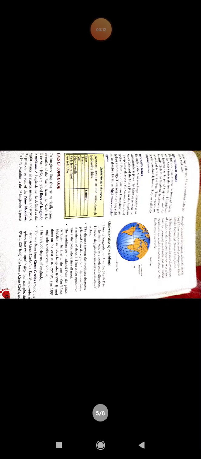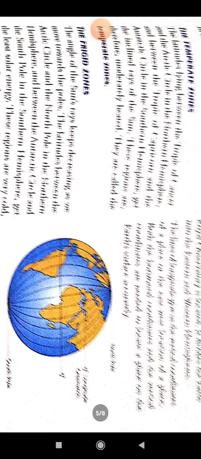Okay, next is the temperate zone. The latitudes lying between the Tropic of Cancer and the Arctic Circle in the northern hemisphere, and between the Tropic of Capricorn and the Antarctic Circle in the southern hemisphere. Both sides, in the northern hemisphere as well as in the southern hemisphere. So in the northern hemisphere, the temperate zone lies between the Arctic Circle and the Tropic of Cancer, and in the southern hemisphere it lies between the Tropic of Capricorn and the Antarctic Circle.